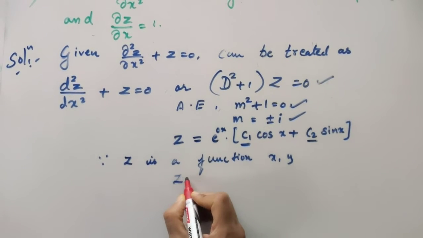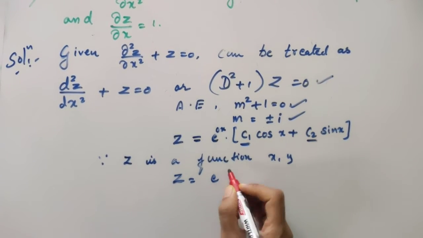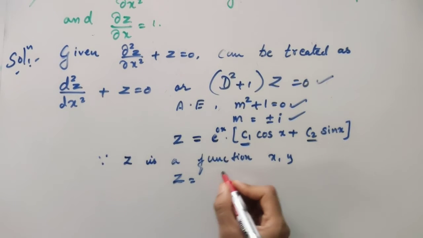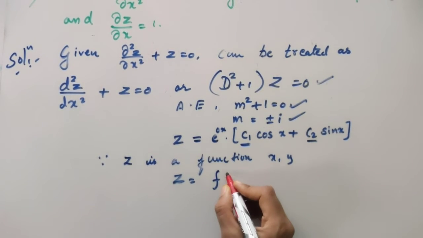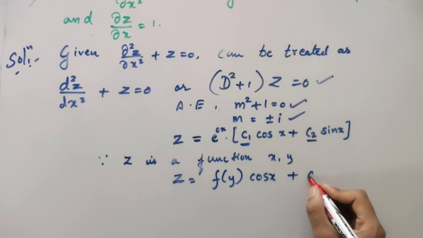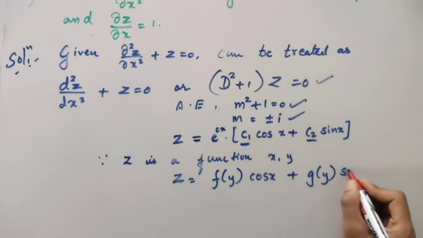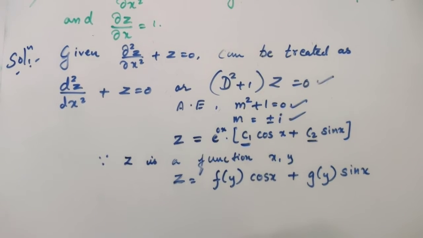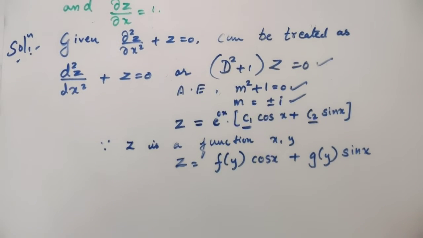So therefore z should be e to the power 0, which is 1, and instead of c1 you replace c1 by f of y cos x plus c2 by g of y sin x. I hope the point is clear to all of you. This is a very important part. Up till here it is not a problem at all, you know it. So this is the important point.